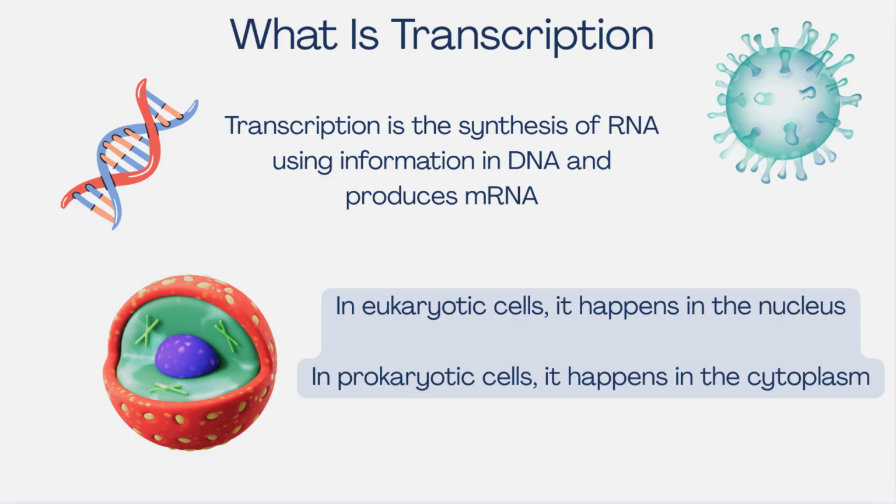First of all, what is transcription? Transcription is the synthesis of RNA using information in the DNA, and it produces mRNA. In eukaryotic cells, this happens in the nucleus, and in prokaryotic cells, it happens in the cytoplasm. So there are three main phases that happen during transcription: initiation, elongation, and termination.